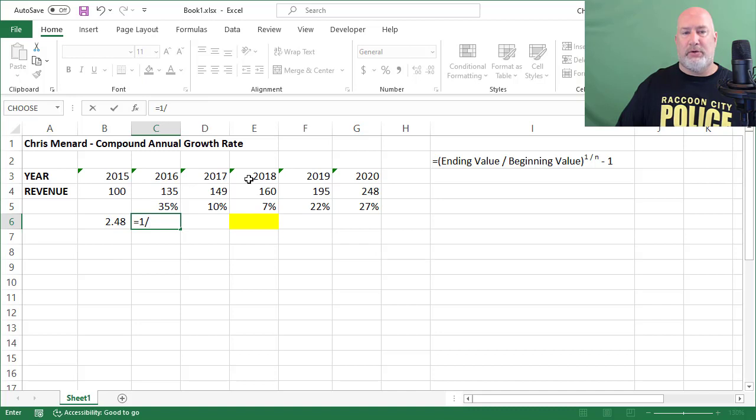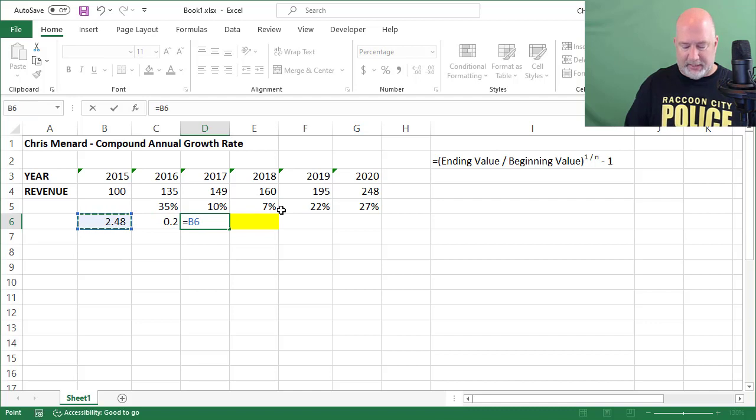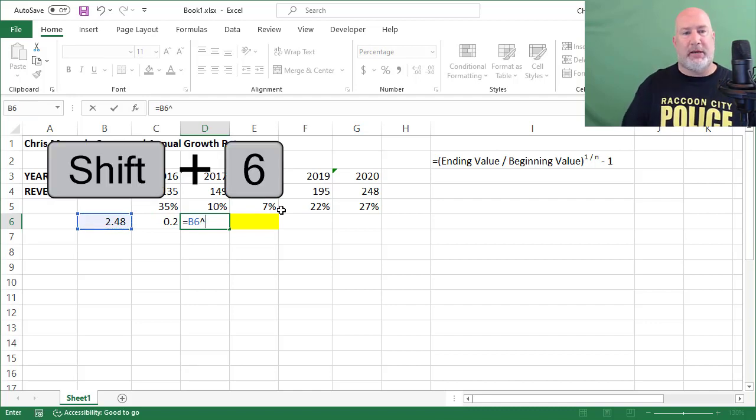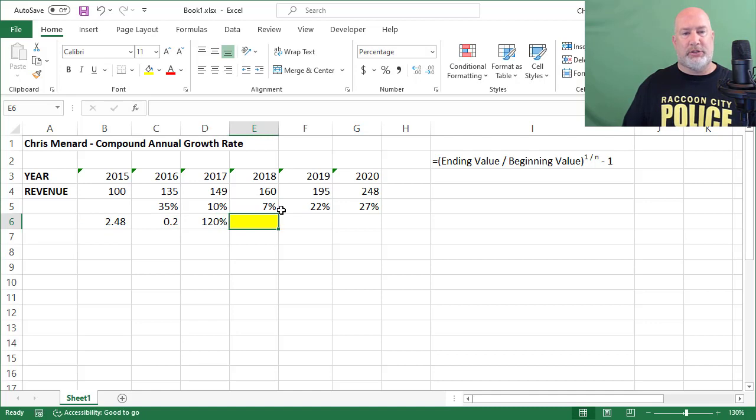So 1, 2, 3, 4, 5 periods, 0.2. And then also in the formula, I'm going to take the beginning divided by the ending divided by the beginning, but I'm taking it to the power of, so that's going to be equals that. That was shift in the number 6 on my keyboard, the caret symbol. That's 120%. If it doesn't show up as a percentage, it may show 120. You can just click the percentage.